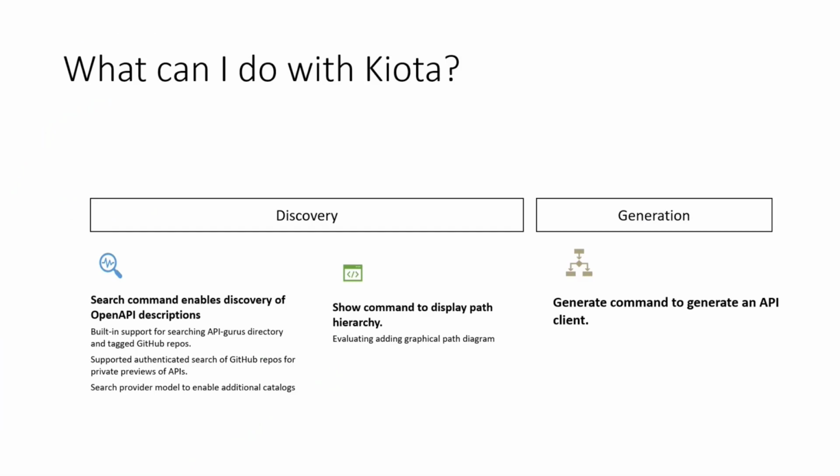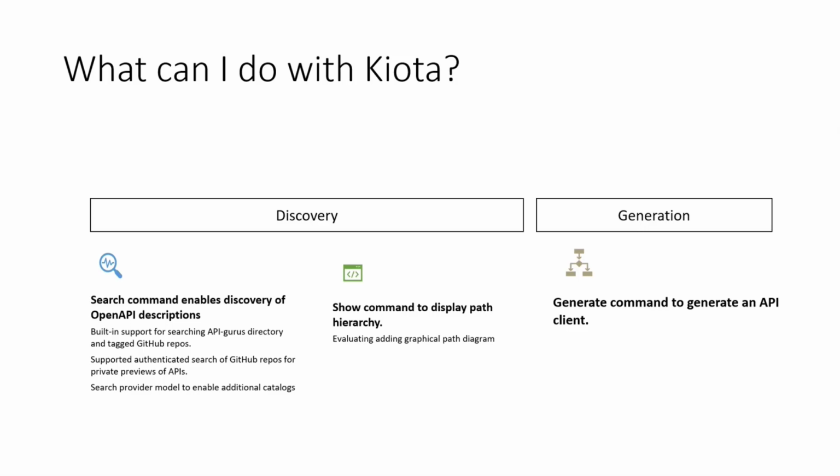What can I do with Kiota? So first, we have an area where we want to talk about discovery. You want to be able to find APIs that are available somewhere to help you do the thing you want to do. So you will be able to search for APIs as part of our CLI experience. We have built-in support for searching the APIs.guru directory and also tagged GitHub repos. So you will be able to provide OpenAPI descriptions and tag them in your repos, and we're going to be able to bring them inside the Kiota experience. We also support authentication for private GitHub. So you can log in and actually get these capabilities inside your CLI, even if it's a private repo. And in the future, we're going to be able to provide more catalogs there.